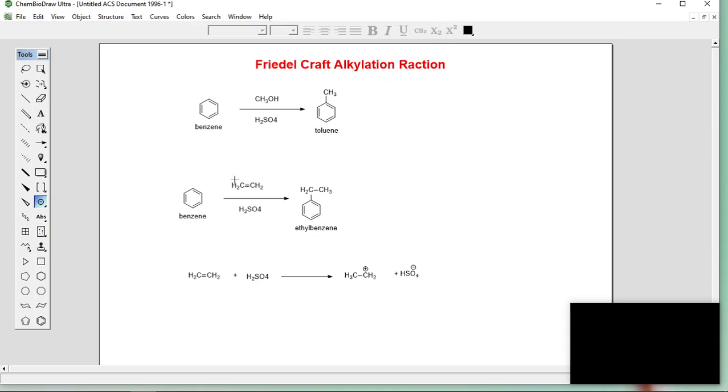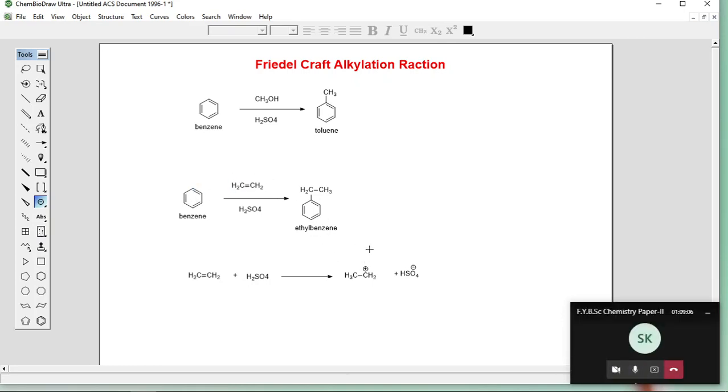Now this ring will react with this, and this ring will form a bond with this CH2. So the ring is bonding with this CH2, and you will get ethyl benzene as a product. While drawing the product, you have to check the valency of the carbon. Carbon has only 4 bonds.